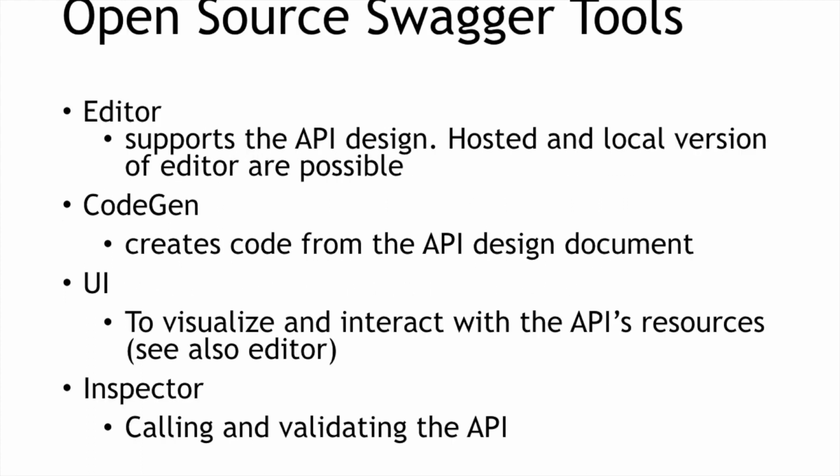Let's revisit which open source Swagger tools exist. We have the editor, which we already pointed out. We have a tool that can generate client and server code. We have a user interface to visualize and interact with the API's resources as part of the editor as well as web interfaces. We have an inspector that we can call to validate the API.